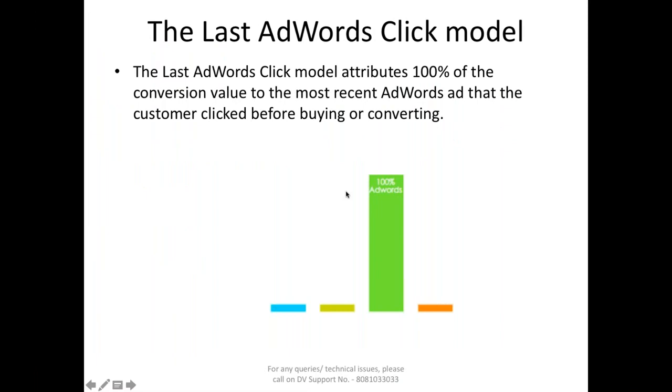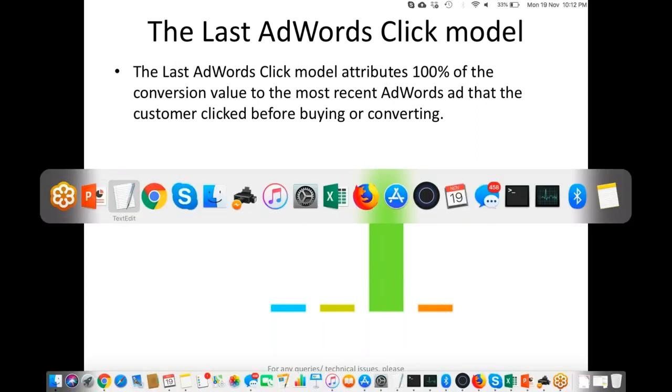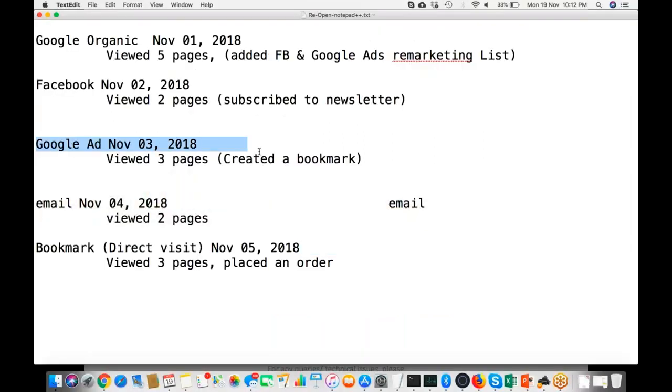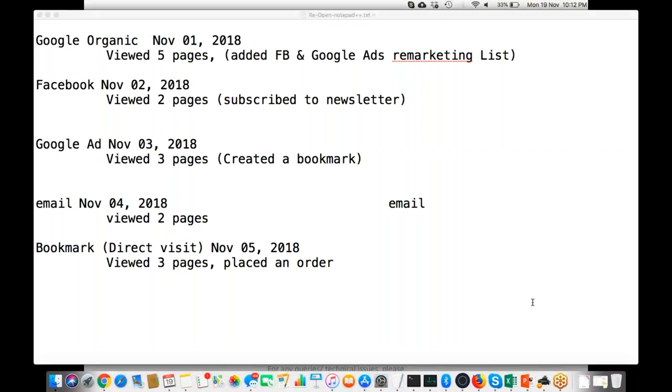Then you have the last Google Ads click model. The last ads click model, or AdWords click model, attributes 100% of the conversion value to the most recent AdWords ad that the customer clicked before buying or converting. So no matter what happened after that visit, Google Ads says this is my conversion, okay? This is why you will see a discrepancy between Google Ads data and Google Analytics data. Are you clear with this? You will always see a conversion data discrepancy if you are comparing Google Ads and Google Analytics data. In the next class, I'll share those discrepancies.